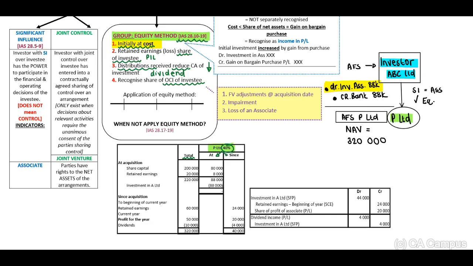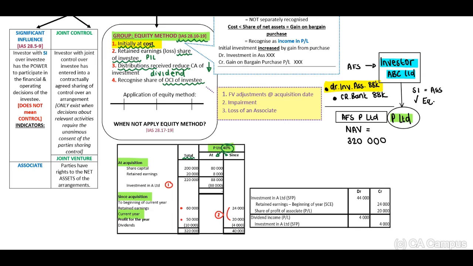Now, I divide my analysis of owner's equity into the at acquisition, which will include my retained earnings, and the since. I prefer to have my current year separately. Therefore, my at acquisition will be in terms of my step number 1. It should be included at cost. My since will be my step number 2, as well as my current year. Therefore, I will have to obtain my total retained earnings, times this by 40%, 24,000. My total profit for the year, 50,000, times by 40%, 20,000.